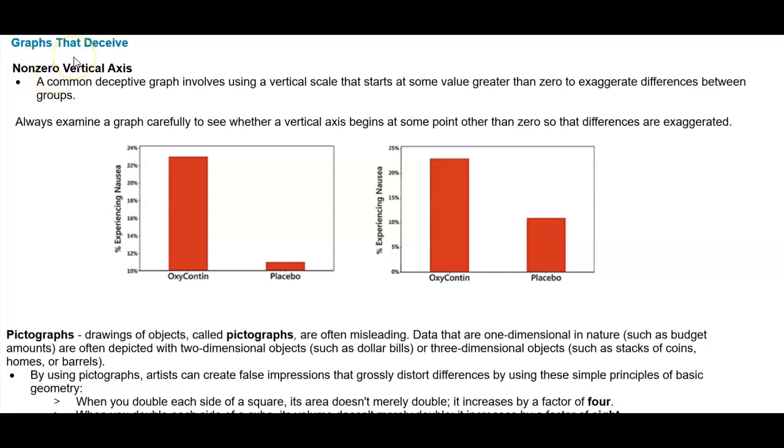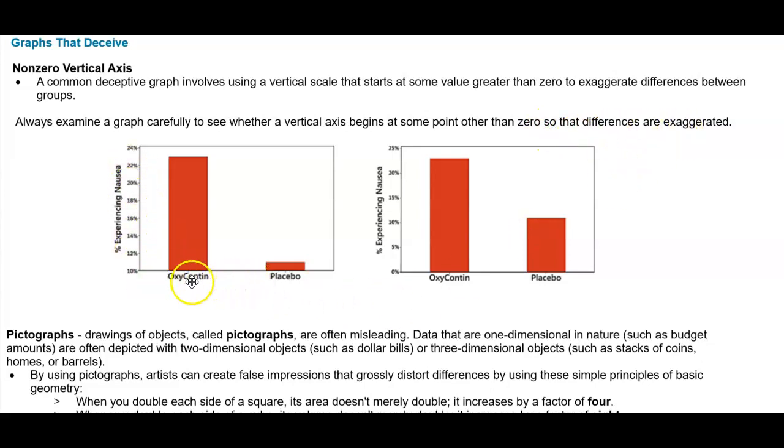Okay, graphs that deceive, a non-zero vertical axis. A common deceptive graph involves using a vertical scale that starts at some value greater than 0 to exaggerate differences between groups. Always examine the graph carefully to see whether a vertical axis begins at some point other than 0 so that differences are exaggerated.